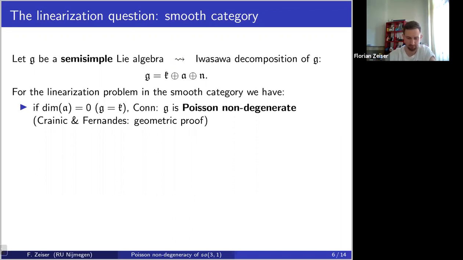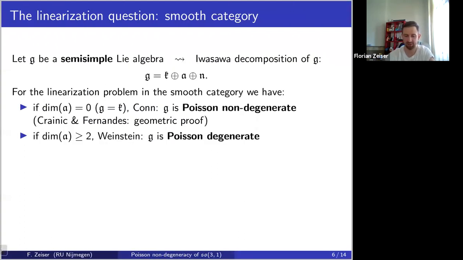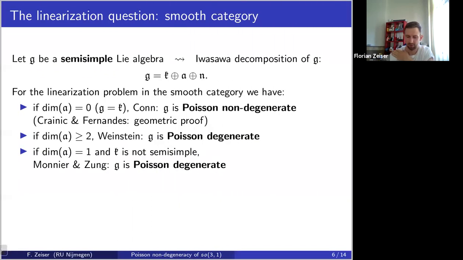Later a geometric proof of this theorem was given by Crainic and Fernandes. Then for the case when the dimension of A is at least 2, so when the real rank is bigger or equal to 2, Weinstein showed that in this case G is Poisson degenerate, which leaves us with the case when the dimension of A is 1. And there we have to make another distinction. If the dimension of A is 1 and the compact part is non-semi-simple, so K is not semi-simple, then Monnier and Zung showed that in this case G is also Poisson degenerate.